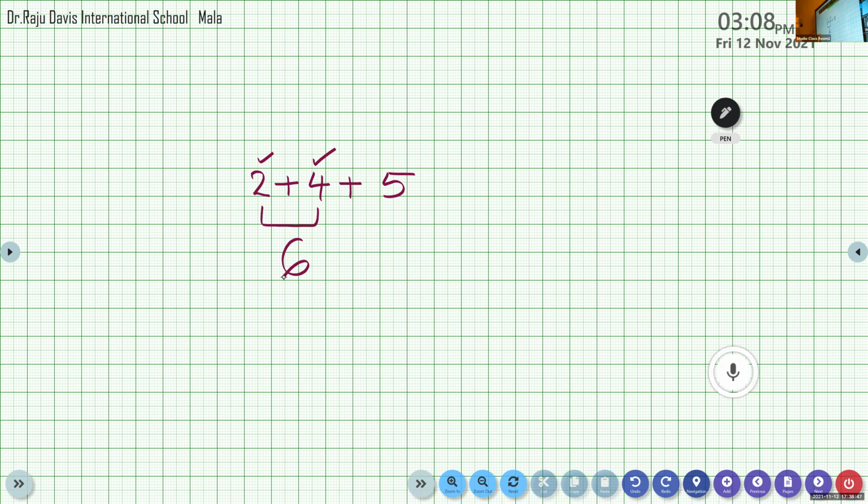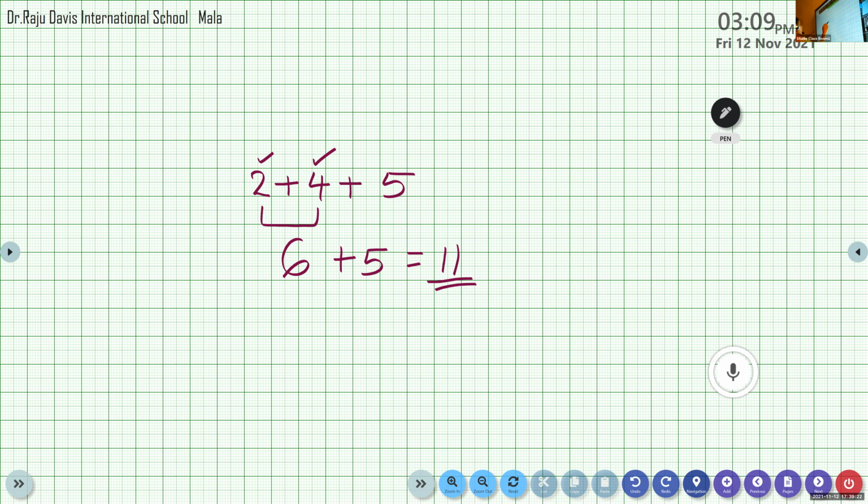Then we will add the third number. So 6 plus 5. 6 in the mind, 5 on the fingers. So after 6, 7, 8, 9, 10, 11. So the answer is 11. So let us see one more example.